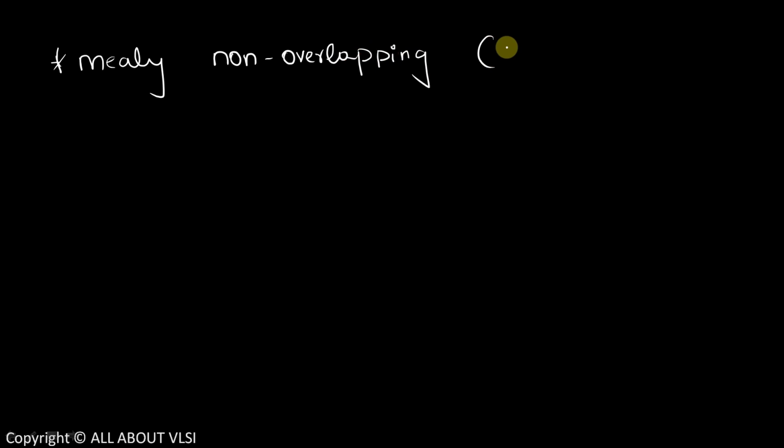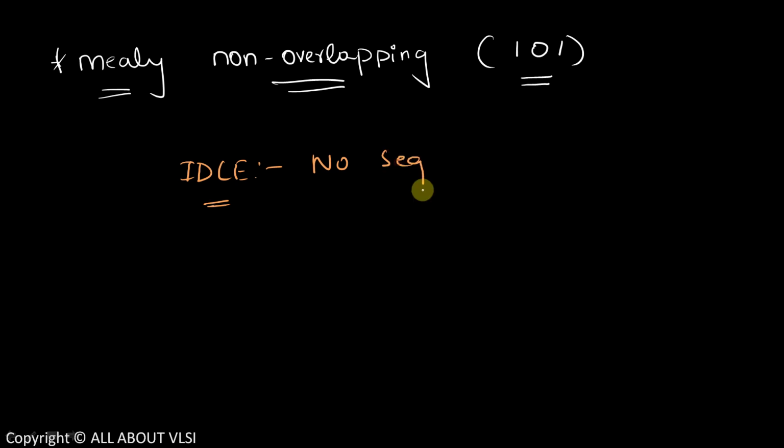So for this, we are going to design the Mealy FSM and Moore FSM. First, let us design the sequence detector for the sequence 101. Let us design this Mealy non-overlapping sequence detector for 101. Let us decide how many states we should have. Let's say we have one state which is known as idle. In this particular state, no sequence has been detected. This state stands for no sequence detected.